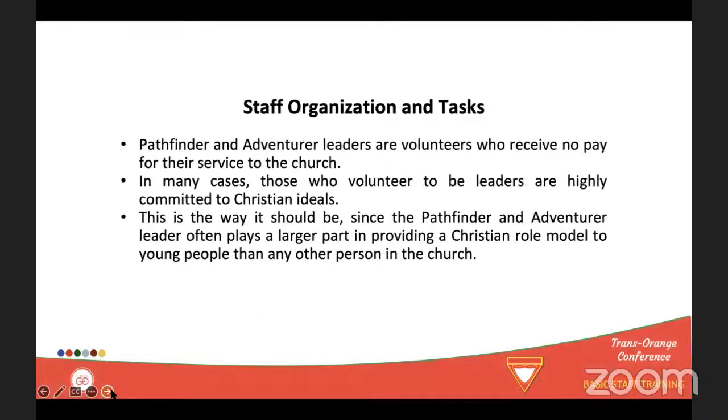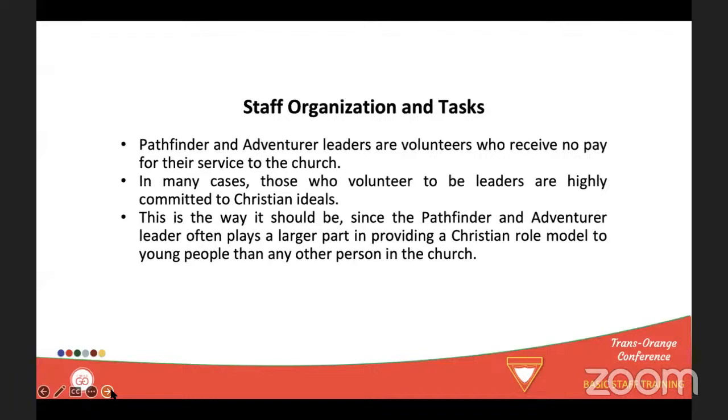Staff organization and tasks. Pathfinder and adventurer leaders are volunteers who receive no pay for their service to the church. All of us are volunteers. We don't receive any pay for the service that we render to the church. In many cases, those who volunteer to be leaders are highly committed to Christian ideals. This is the way it should be, since the Pathfinder and Adventurer leader often plays a larger part in providing a Christian role model to young people than any other person in the church.